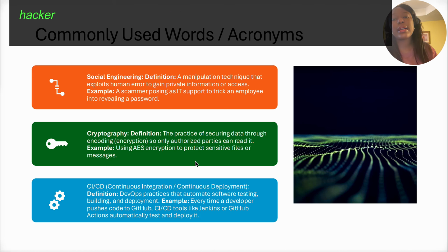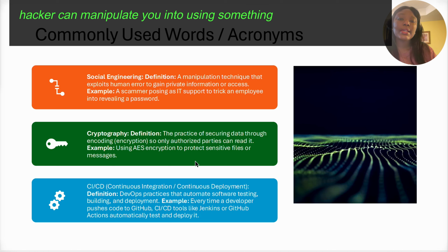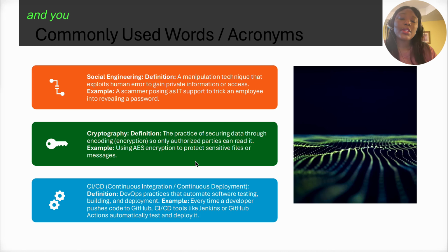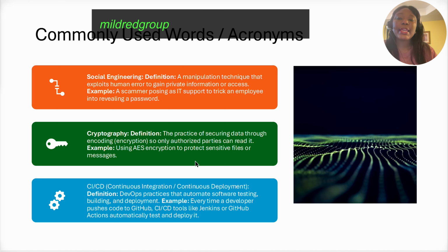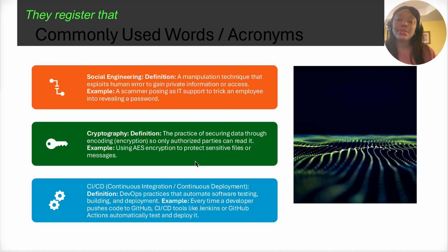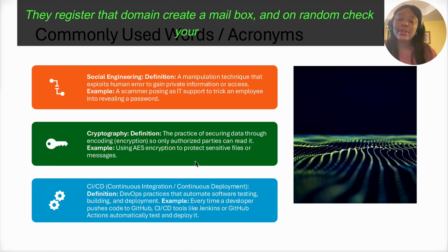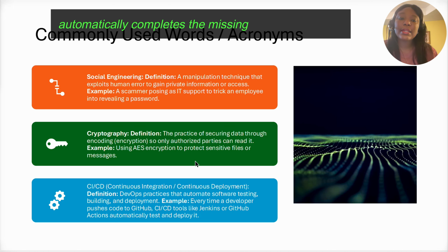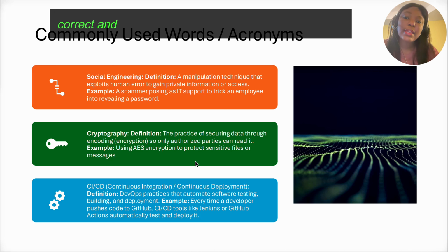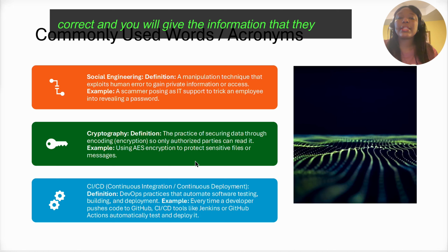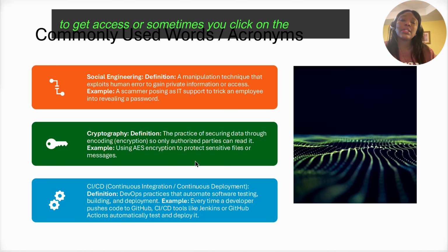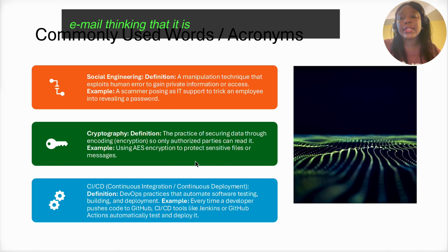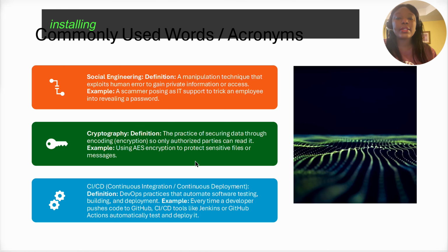But a hacker can manipulate you into using something like sam.mildredgroup.co, and you won't pay attention to the last M that was removed. Or you look at the Mildred group and maybe the L is not going to be there. The registered domain creates a mailbox. On a random check, your mind automatically completes the missing letter. It is hard for you to see that. And then you trust that the domain is correct, and you will give the information that they need to get access. Or sometimes you click on the link in the email thinking that it is an internal link, and you end up installing malwares or keystroke loggers on your system.